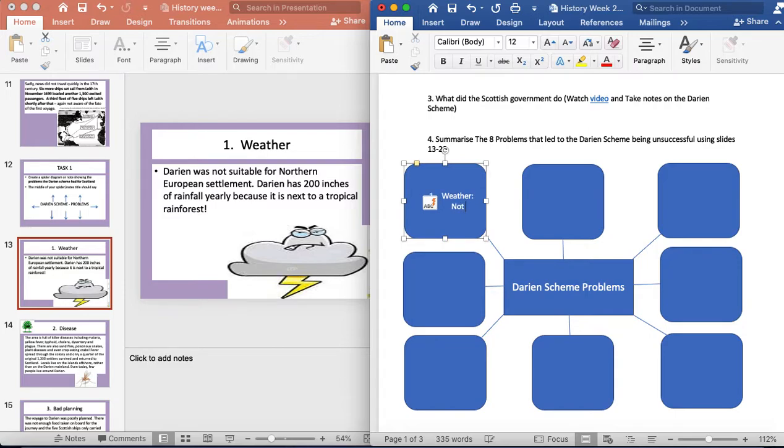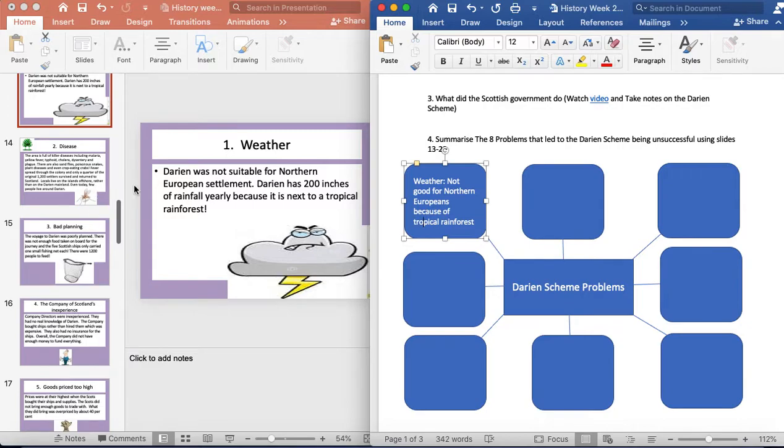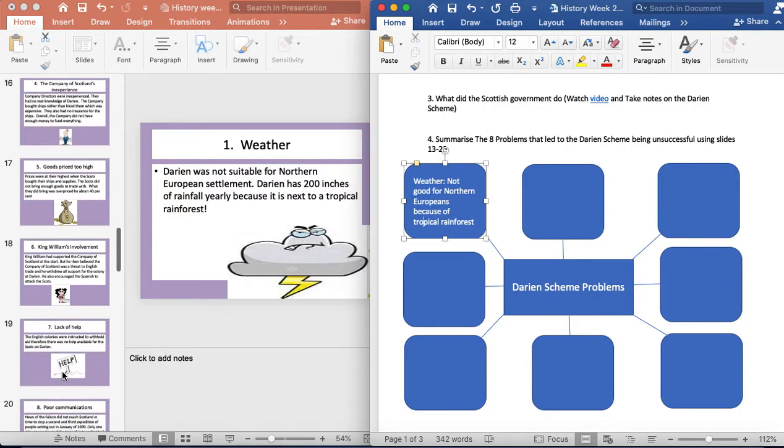All right, not good for Northern Europeans because of tropical rainforest. Okay, and once again, I can't spell. Okay, so go through it, do something like that for the rest of them. Okay, I'm going to leave that there, so whenever you get your copy, there'll already be one done. Okay, go through, do one for disease, do one for bad planning, and so on.